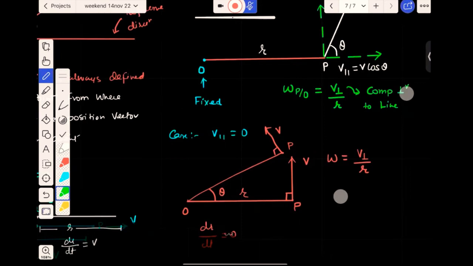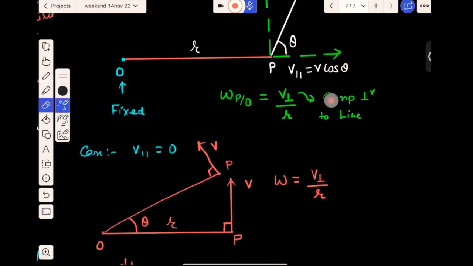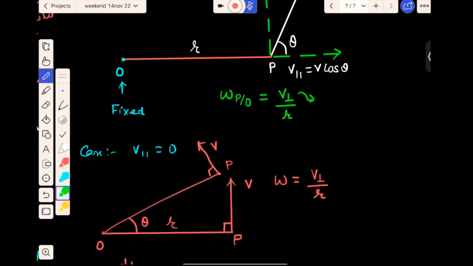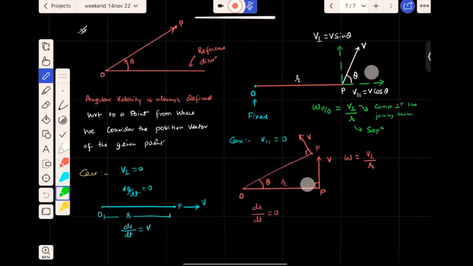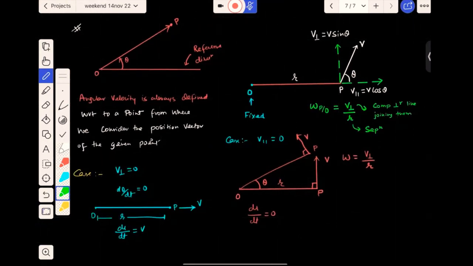I'll zoom it here a little bit. Where V perpendicular is the component of the velocity perpendicular to the line joining them, and R is the separation between them at that instant. No? I hope you got the idea of what is to be done to figure out the angular velocity of any point which is moving with respect to some other point which is stationary.